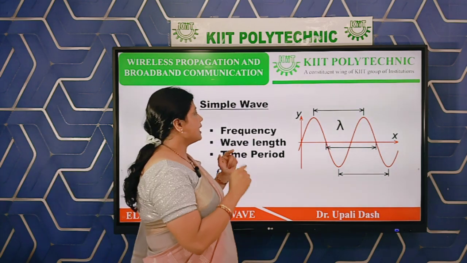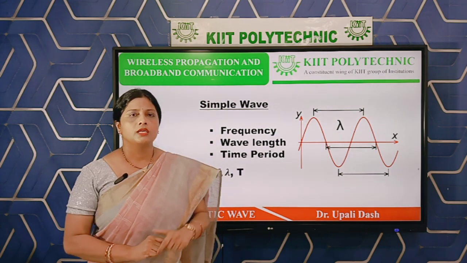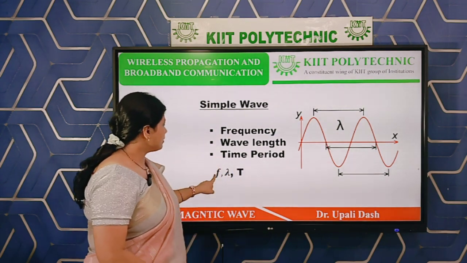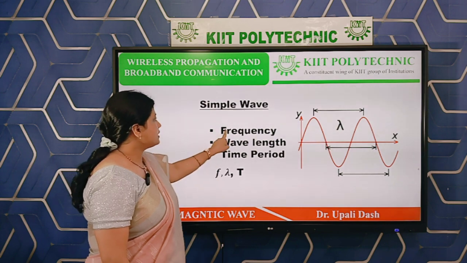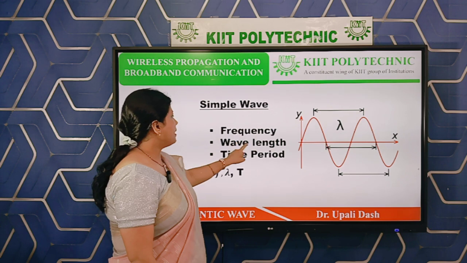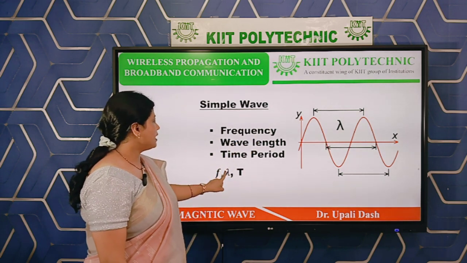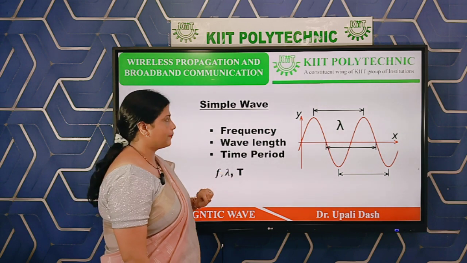So frequency, wavelength and time period are the topics I will discuss today. These are the symbols I have drawn. Frequency is to be known while drawing a curve, and wavelength must be known, and time period. The frequency symbol is f, the wavelength is lambda, and the time period is T.